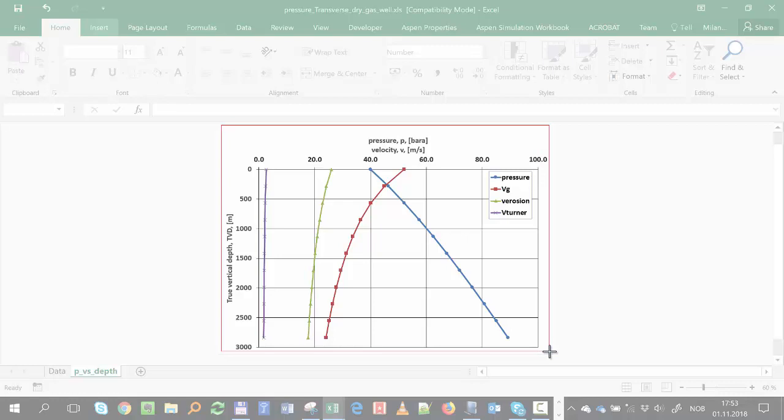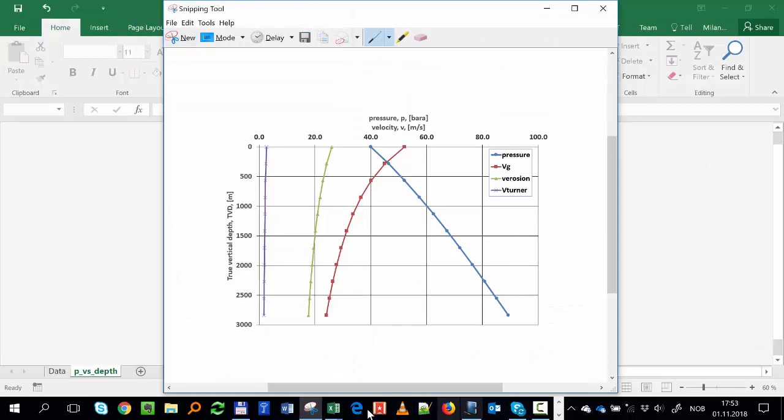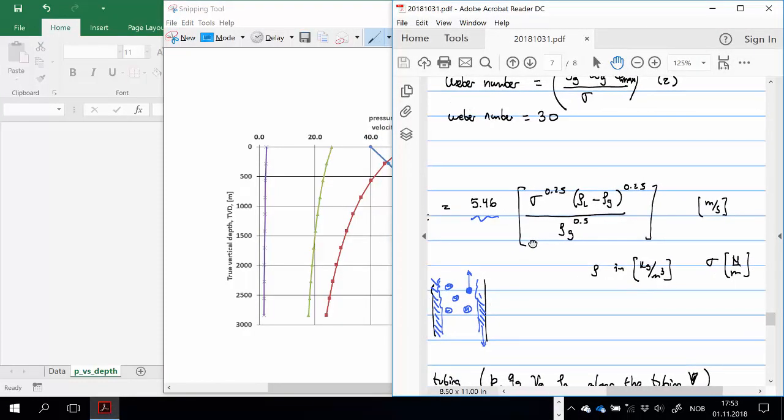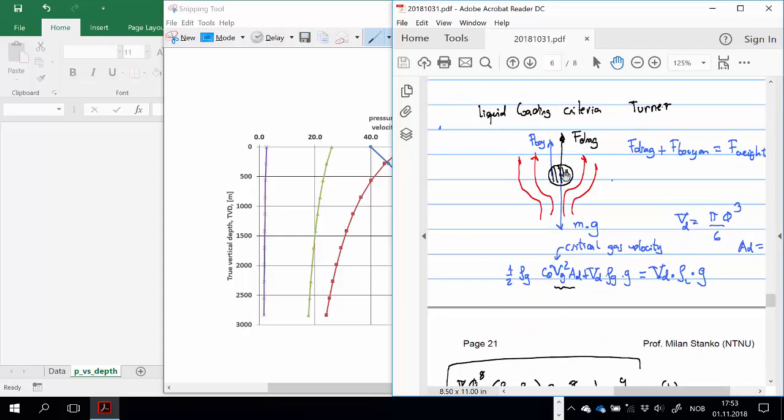The Turner is this equation that I showed before. The meaning is the critical velocity to lift all these droplets of liquid from the well, to avoid accumulation of liquid. That's what this force balance is. You're making a force balance, and if the force goes down, the droplet will go down. If the droplet goes up, it will go up.